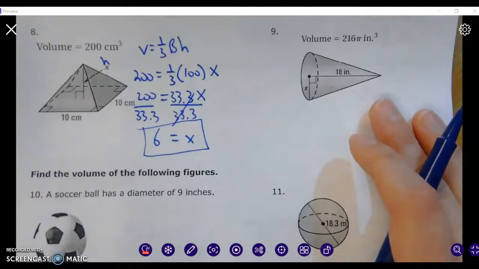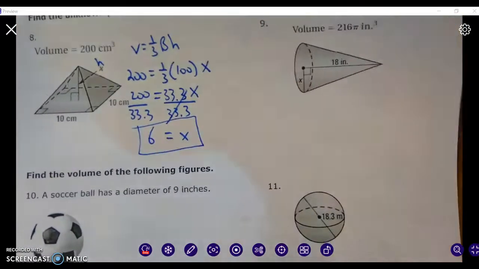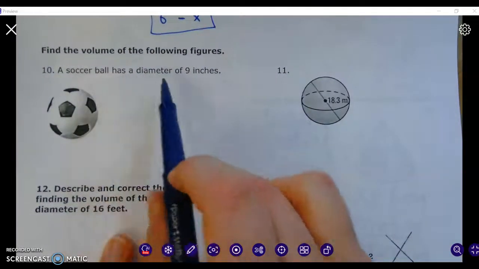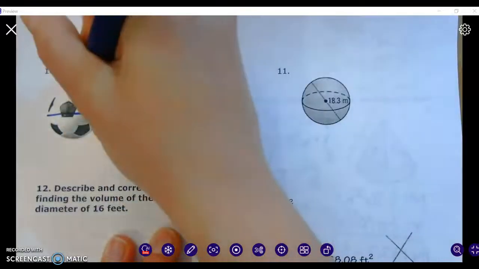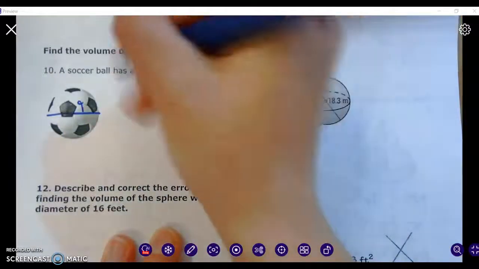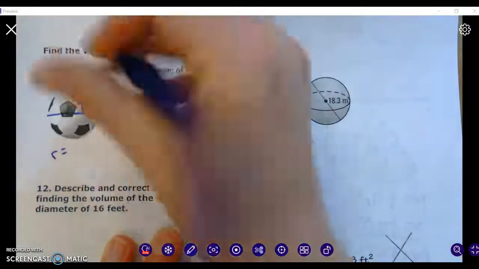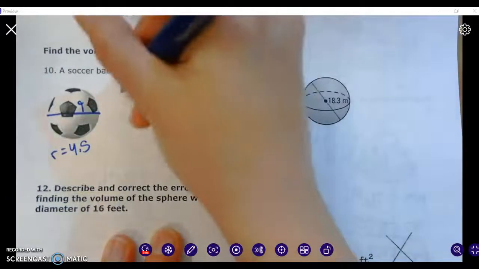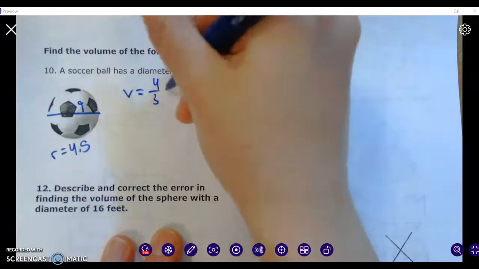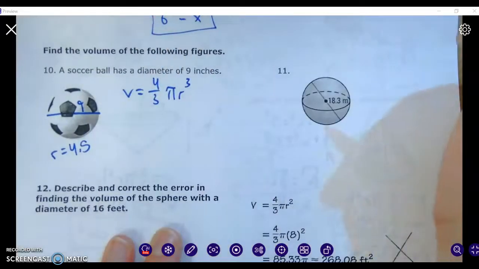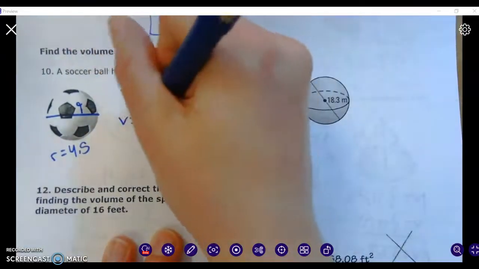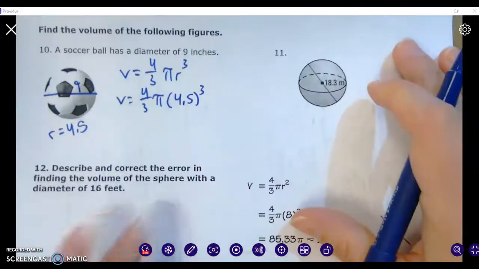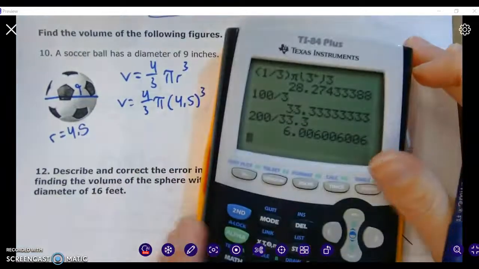Okay, and then I'm going to skip number 9 for now and go on to spheres. So we've got a soccer ball. A soccer ball has a diameter of 9 inches. Okay, so that means my radius is going to be half of 9, which is 4.5. Okay, and our formula is 4/3 pi r cubed. So plug in your radius. And then we are ready for the calculator.